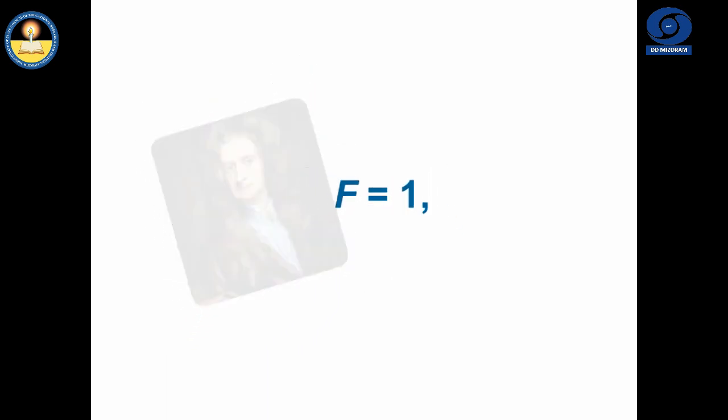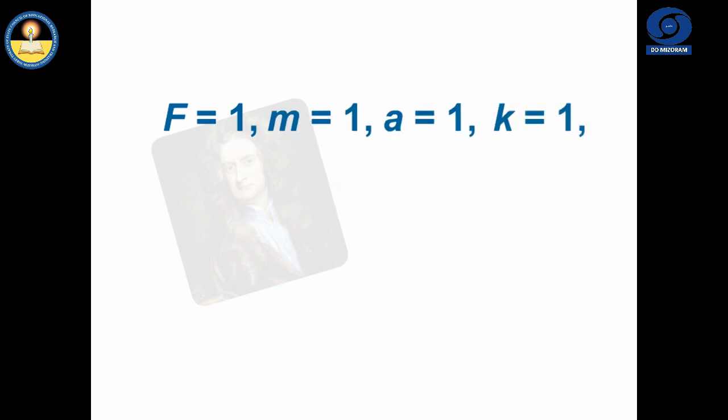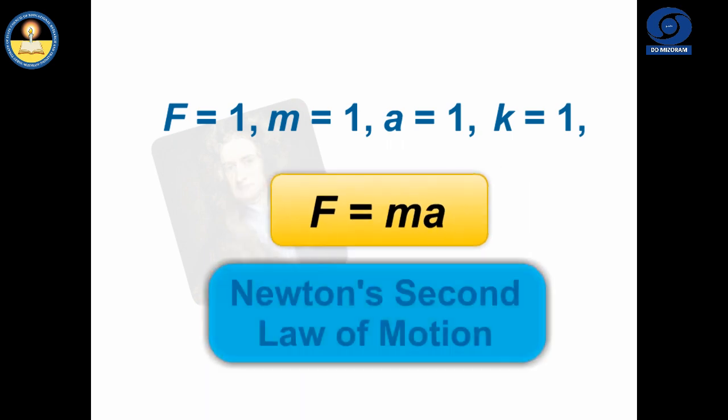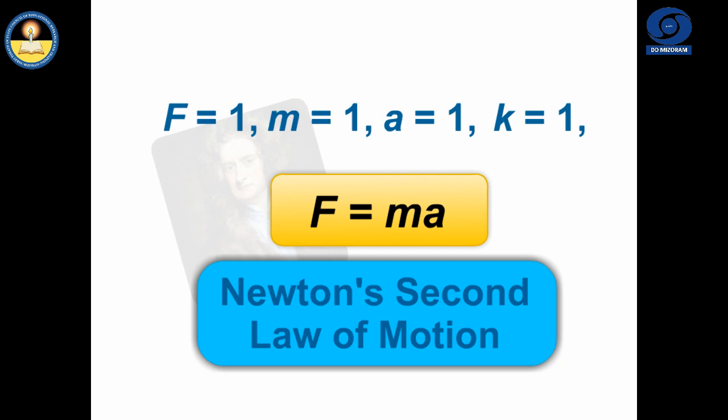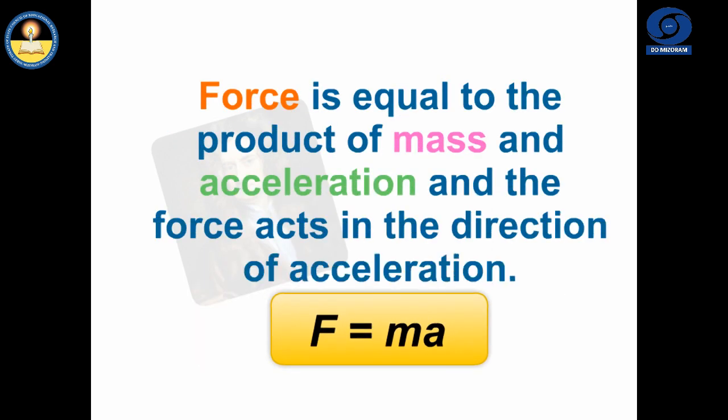It has been found that by applying a unit force, a unit mass is accelerated by unit acceleration. Hence, one can measure the force as the product of mass and acceleration. This condition is known as Newton's second law of motion, according to which force is equal to the product of mass and acceleration, and the force acts in the direction of acceleration.